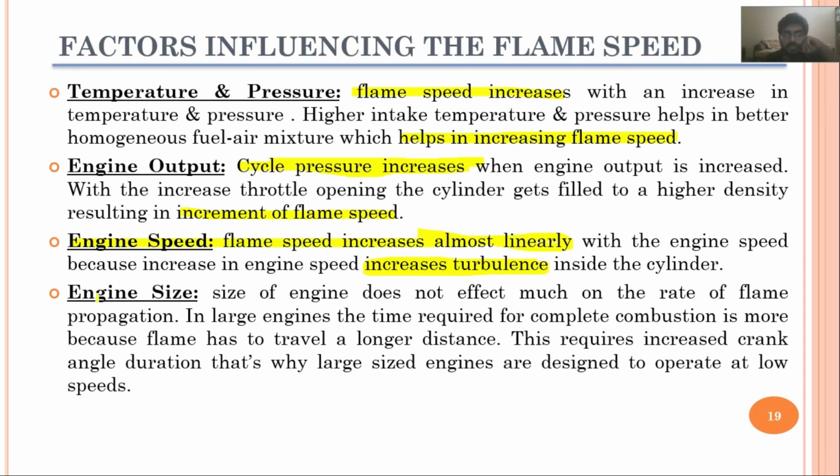Next is the engine size. The size of the engine does not affect the flame front propagation; the flame is propagating with the same speed. Since the size of the combustion chamber is very large, it will take much more time to cover the entire combustion chamber. So that's why the bigger IC engines usually operate at low RPMs, and the smaller engines operate at higher RPMs.